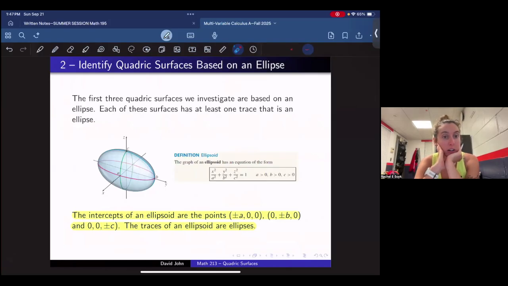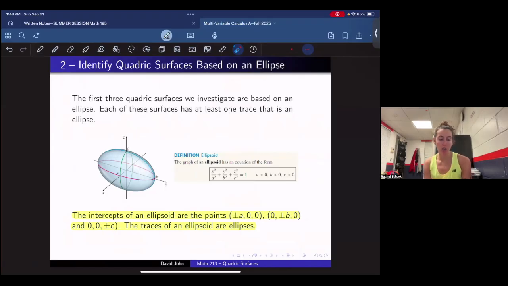So now we're on to identifying quadric surfaces based on an ellipse, which is our second objective for today. The first three quadric surfaces we investigate are based on an ellipse, and each of these surfaces has at least one trace that is an ellipse.